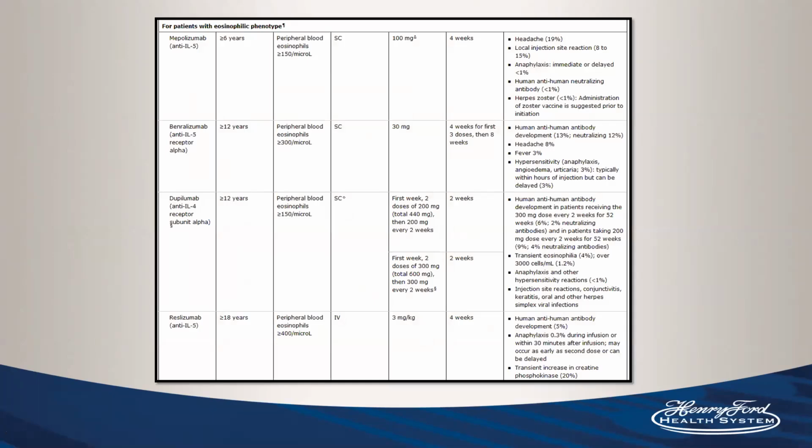Just to summarize all 4 of them and what their cutoffs are for peripheral eosinophilia. So just quickly to recap, mepolizumab, peripheral EOS have to be over 150. Benralizumab has to be over 300. Dupilumab has to be over 150, and then reslizumab has to be over 400. And they differ in terms of the frequency of administration.